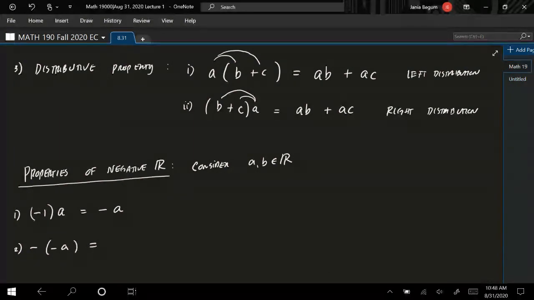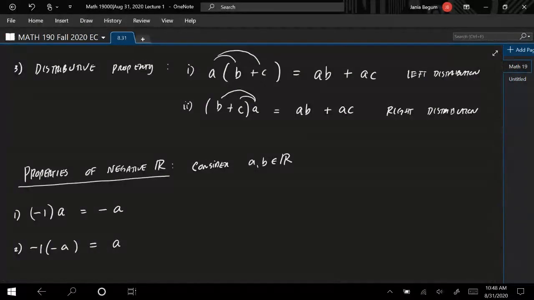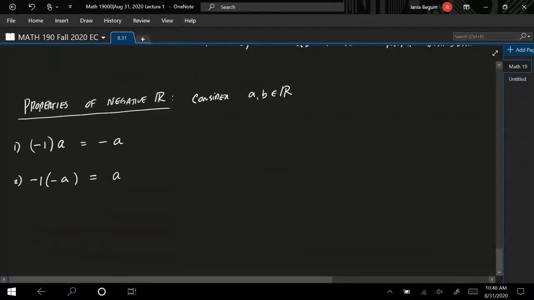Positive a. Right, absolutely. So again, you can think there's an invisible 1 with that negative. So you have negative times negative. So double negative is a positive. So we have positive a.